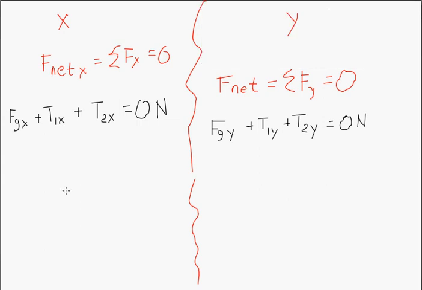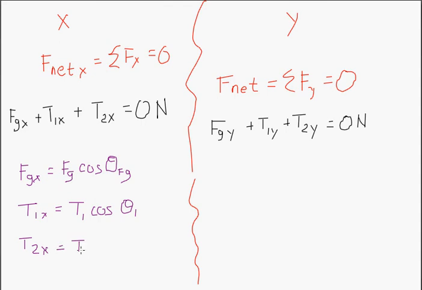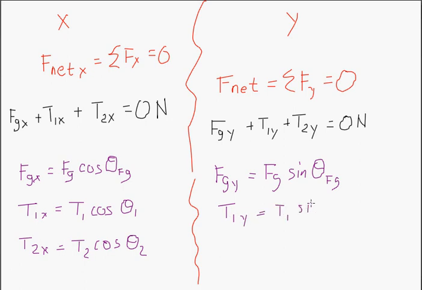And when I say you guys are going to cry, you're going to cry. So remember, guys, FGx equals FG cos theta FG. And then T1x equals T1 cos theta 1, and then T2x equals T2 cos theta 2, and then FGy equals FG sine theta FG, and then T1y equals T1 sine theta 1, and then T2y equals T2 sine theta 2.